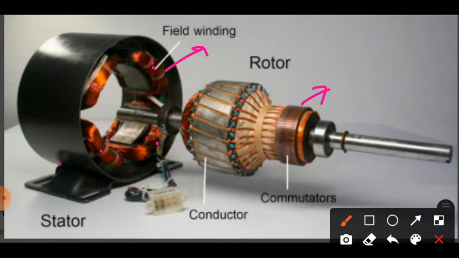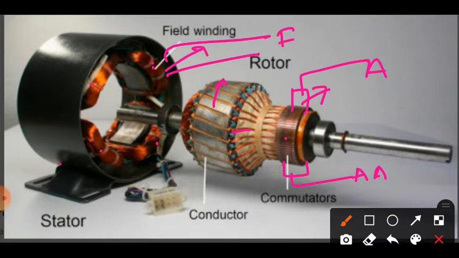Rotor consists of the armature winding, and these are the armature slots in which the winding is wound and is connected to the commutator. From the commutator, it is taken out through the carbon brushes as A and AA. Similarly, from the field winding we take out F and FF.